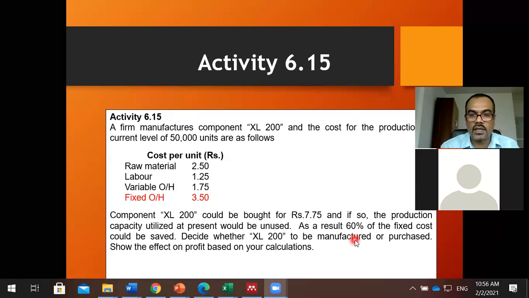So quickly, what do you have to do? What is the saving? Savings is 60% of the fixed cost. So how do you calculate the fixed cost? Look at the fixed cost overhead.